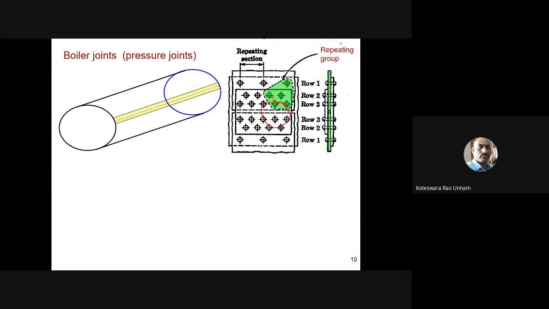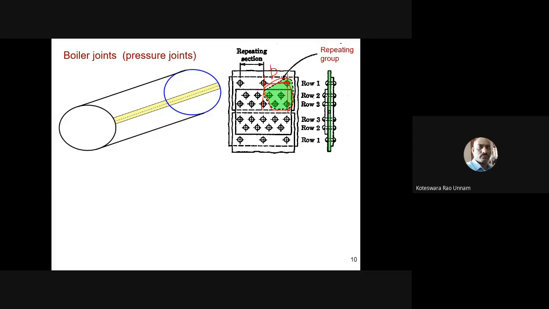Okay, so this is another type of joint. You have 3 rows here. In these 3 rows also, you need to consider what the repeating section is. So this is the pitch length. If I consider this the outer pitch, from this rivet to this is the outer row pitch length here. In this pitch length, I need to consider this entire thing. The repeating group is something like this.